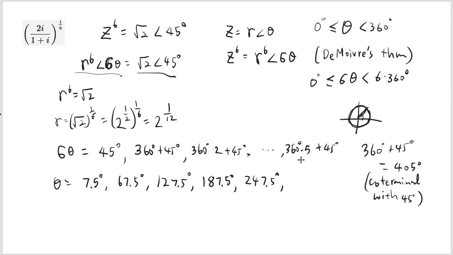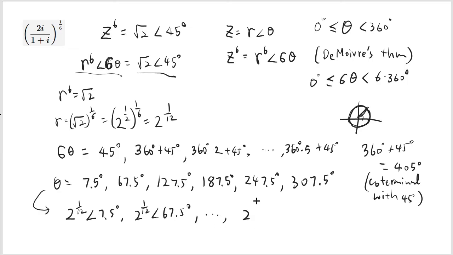And then finally, 60 times 5. If you divide 360 times 5 by 6, you get 60 times 5, which is 300. And then 45 divided by 6 will be 7.5. So these are the angles, and therefore the answers would be 2 to the 1 over 12 power, angle 7.5 degrees, 2 to the 1 over 12, angle 67.5 degrees, all the way up till 2 to the 1 over 12, angle 307.5 degrees.